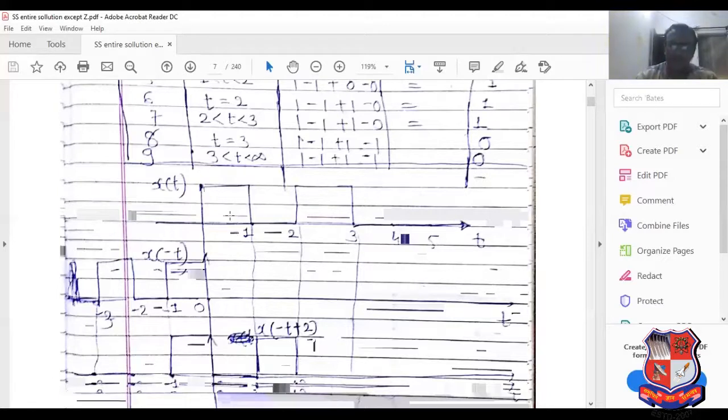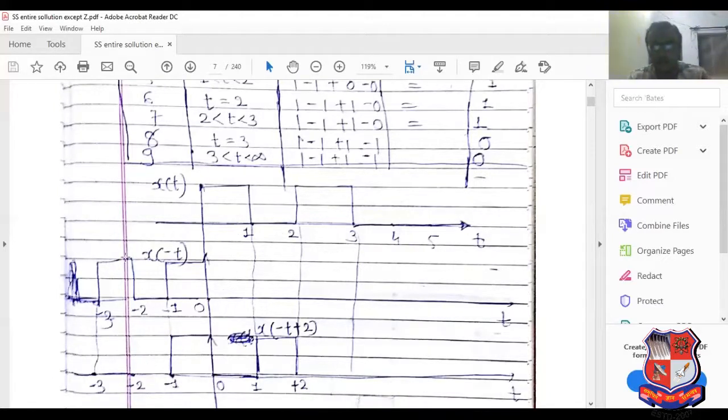Now if you mirror the signal, it is known as x of minus t. See this very carefully. Now x of minus t plus 2 is known as mirror plus delay operation. Mirror plus delay means what? Mirror operation already applied. Now if you shift the signal by 2 units, we can get this type of graph. See this very carefully.